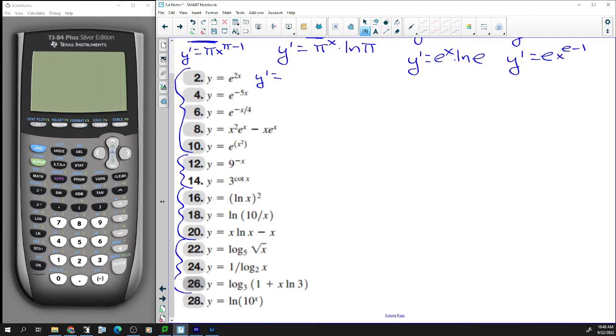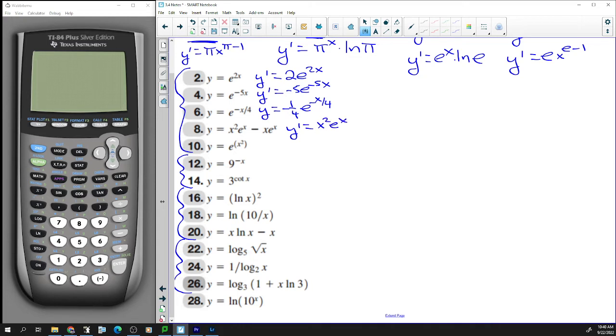Y prime is equal to 2e to the 2x. The derivative is e to the 2x, but then times the derivative of the inside, which is 2. Y prime here is negative 5e to the negative 5x. This one is negative 1/4 e to the negative x over 4. There we go. Those, we love e. They go quick. They're the same thing, except you have to worry about the chain rule. 8's a little harder.